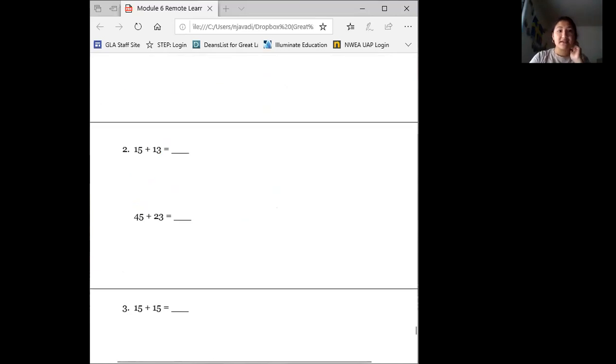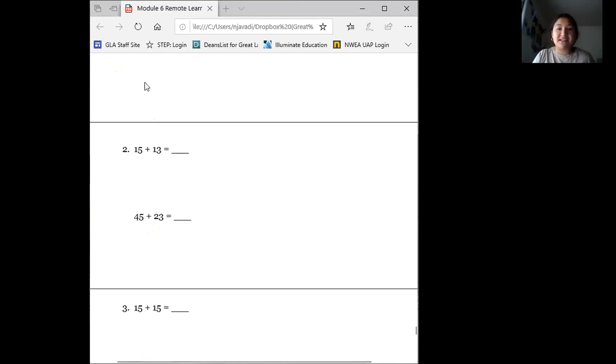Let's keep going. So down here, we are going to solve similarly. But first, you are going to pause and solve both 15 plus 13 and 45 plus 23 on your own. Nice job solving on your own. Let's look at them together.